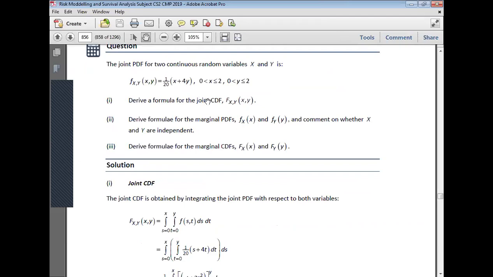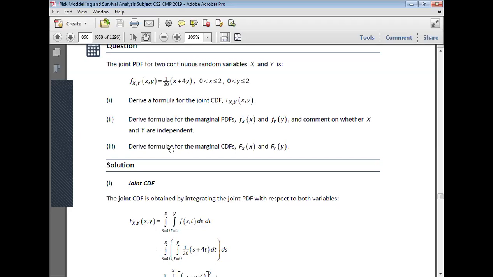Now that we know the joint CDF and the joint PDF, we are asked to derive a formula for the marginal PDFs, f of x and f of y separately, and comment on whether these are independent. Does anyone know what criterion x and y should satisfy to be independent in terms of probability? If the product of the marginal probabilities is equal to the joint PDF, then they are independent.